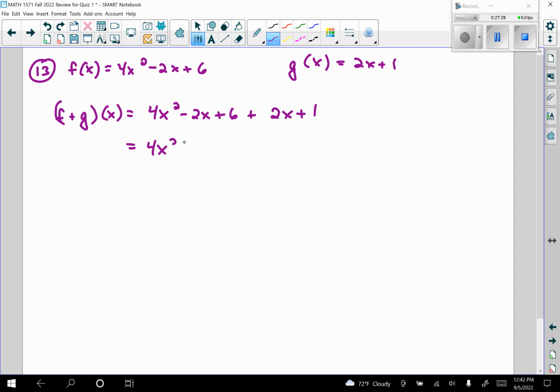So there's no other x squared terms other than the 4x squared. Negative 2x plus 2x cancel, and then we can add 6 plus 1, so we get 7. Oh, sorry, it was a minus 1. Go back and fix that. Minus 1, minus 1. So 6 minus 1 would give us the 5.